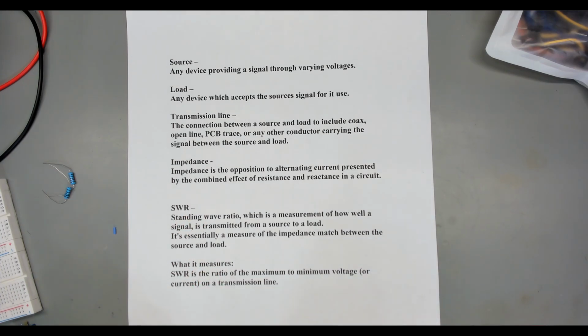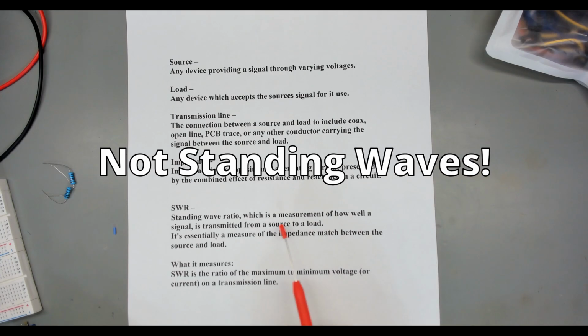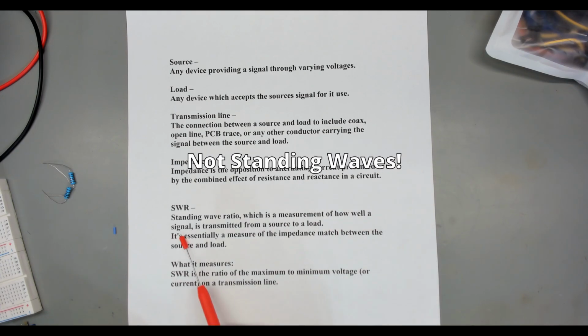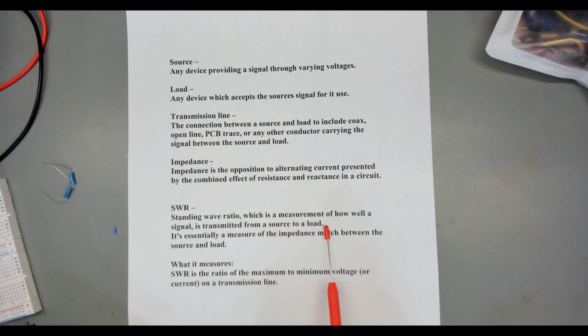SWR. We'll make sure everybody's clear what I consider SWR to be. SWR is standing wave ratio, which is a measurement of how well a signal is transmitted from a source to a load. It is essentially a measure of the impedance match between the source and the load. We'll come back to that in a second. What SWR measures is the ratio of the maximum to minimum voltage, or current, but typically we measure the voltage on a transmission line. So this is what SWR is.